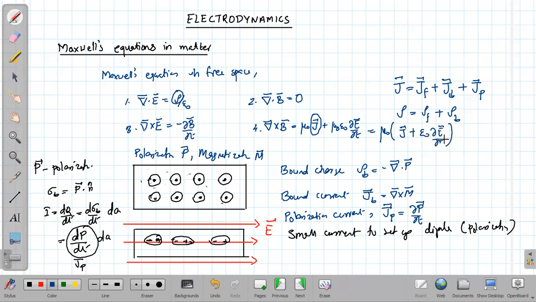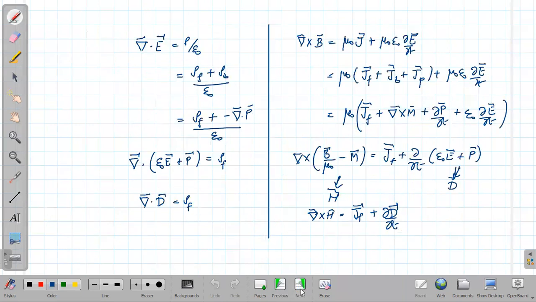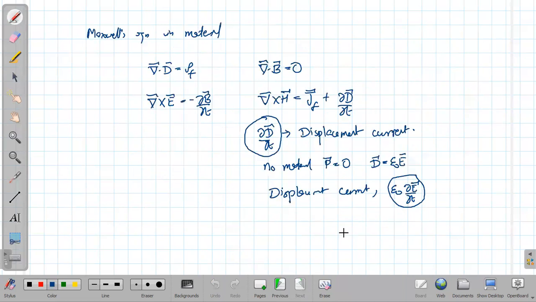So this epsilon 0 ∂E/∂t is nothing but a current, and that current is called displacement current. If the question gives some electric field and asks to find the displacement current, we just have to calculate epsilon 0 ∂E/∂t. So that is why I have mentioned it. Epsilon 0 ∂E/∂t is called the displacement current if there is no material present, and if material is present, the displacement current is ∂D/∂t. Okay, so that's all.